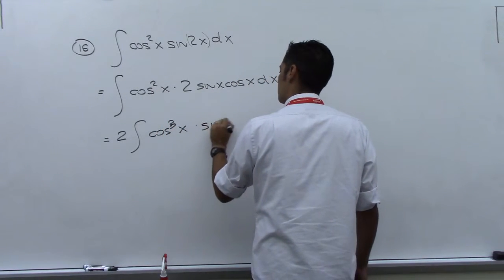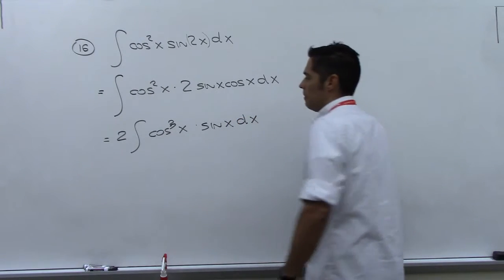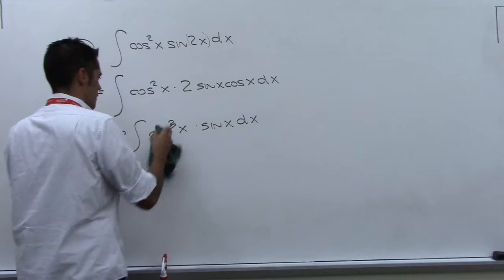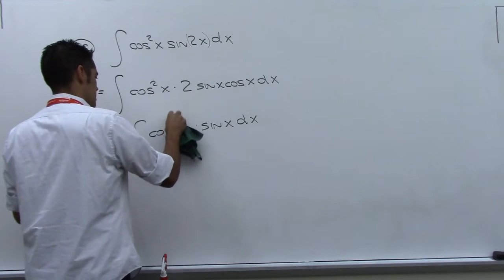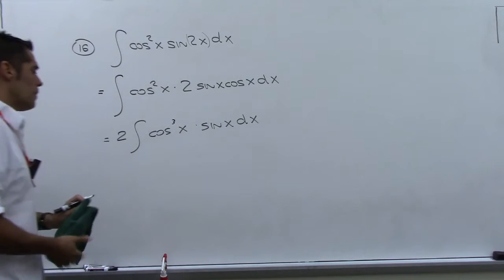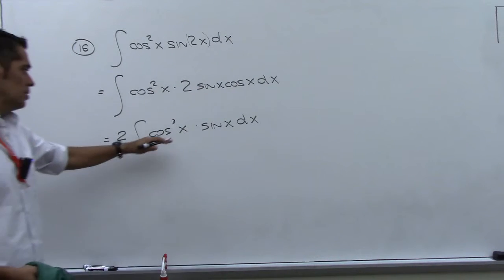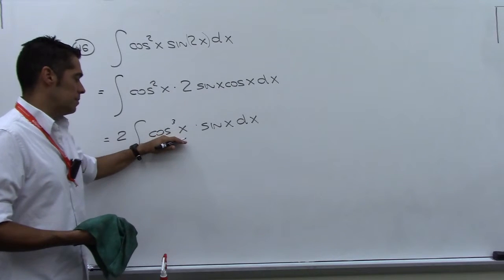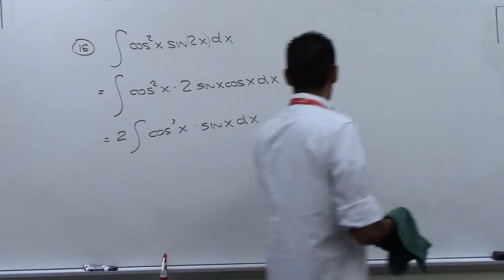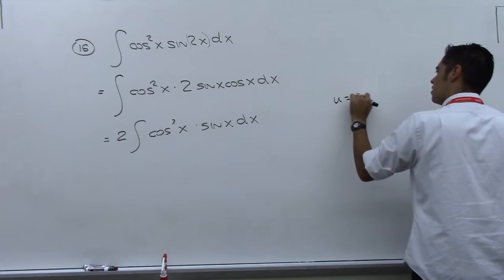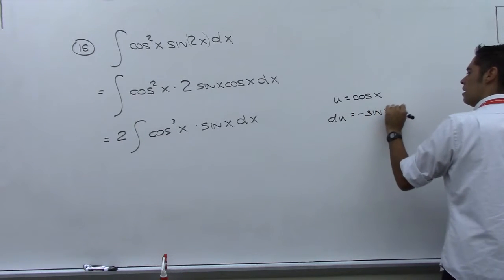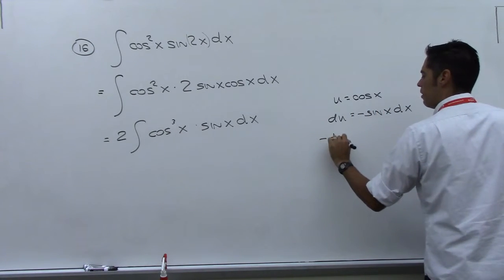times sine x dx. And this one is pretty straightforward because we got sines and cosines together. They're actually both to an odd power. I'm going to go ahead and choose my u to be cosine, because that'll become u cubed, and then this is the derivative of cosine. I'm off by a sign. So u is going to be cosine x, du is negative sine x dx. Move that negative over.